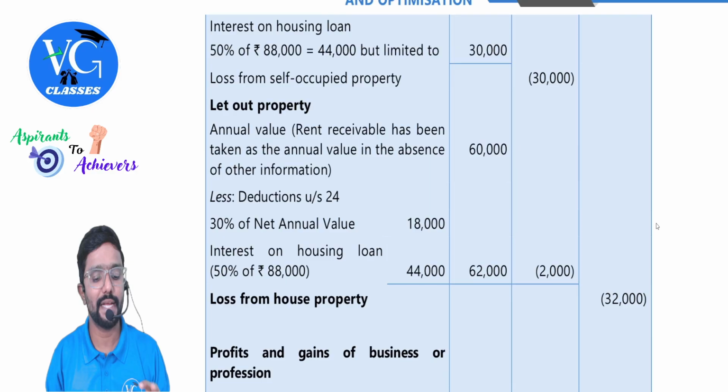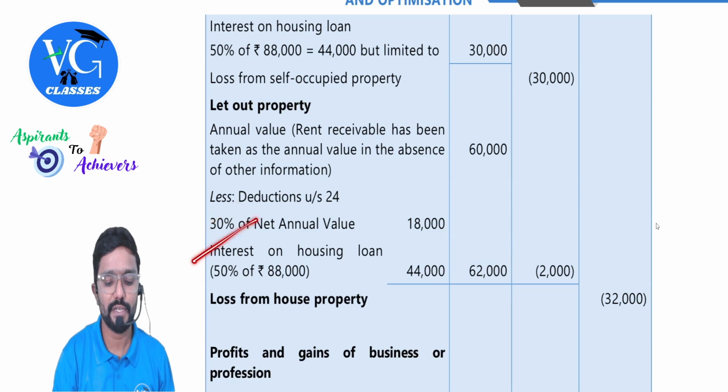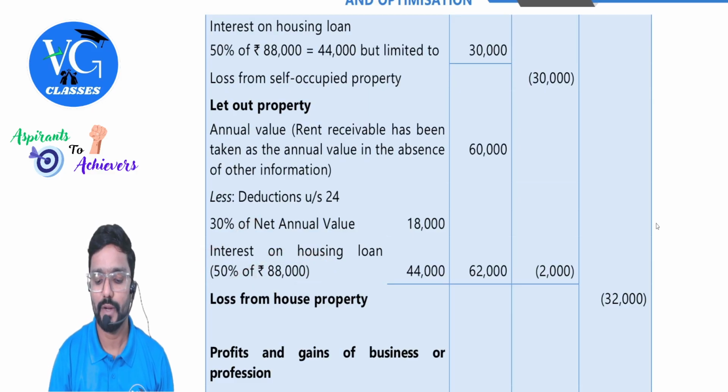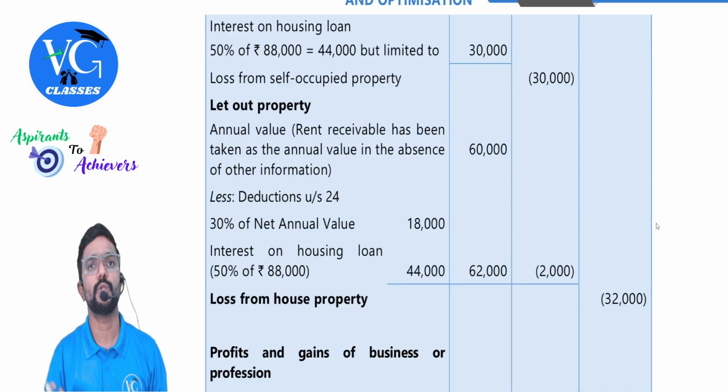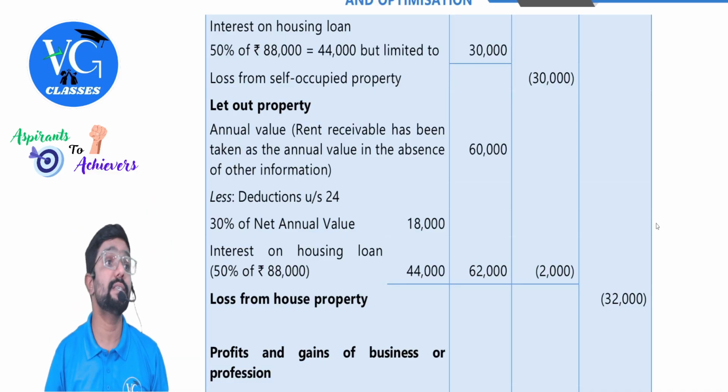Deduction: municipal tax paid and all are not given. So straight away section 24 deductions we are giving. 30% of NAV and interest on housing loan, which is 50% of 88,000. So claim 62,000. So here you have a loss of 2,000. So what is the total house property loss? 32,000. Current year house property loss, can it be adjusted against other heads? Yes. Assessee is following the optional scheme.